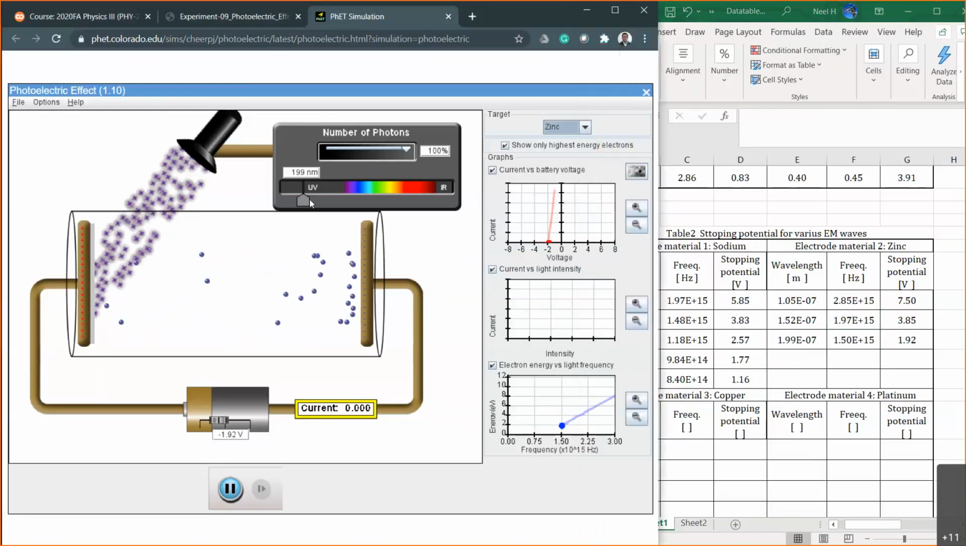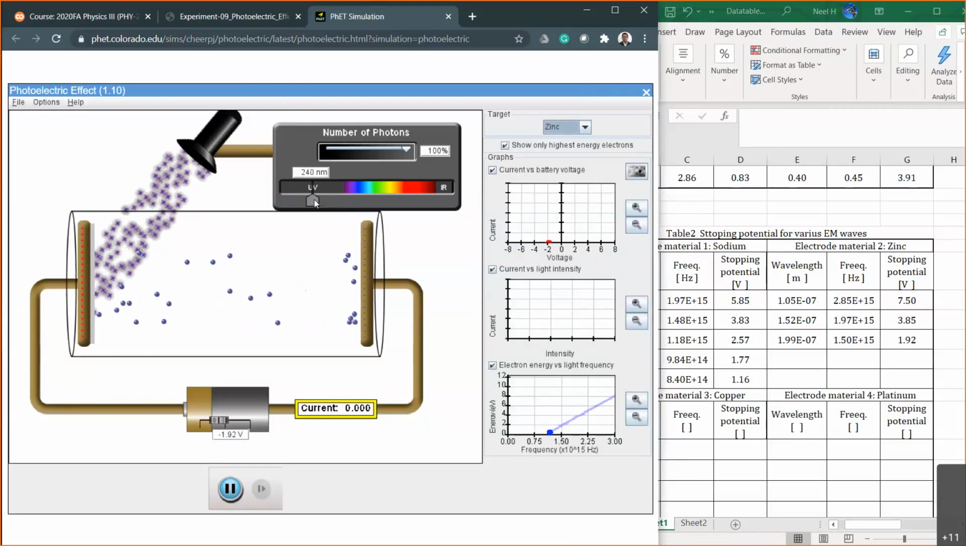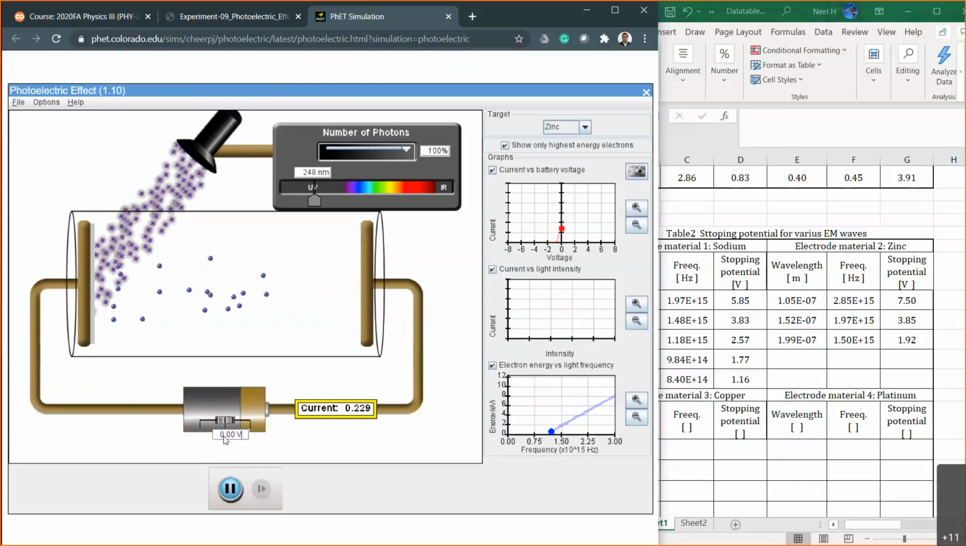Let's do maybe 250. You may not need to get exactly 250, anything close to that is okay, because I try to get about 5 data points, each at about a 50 nanometer increment. That's what I'm doing while keeping in the UV region. Okay, 248. Check this with 1 volt. It's already past our limit, 0 volt.